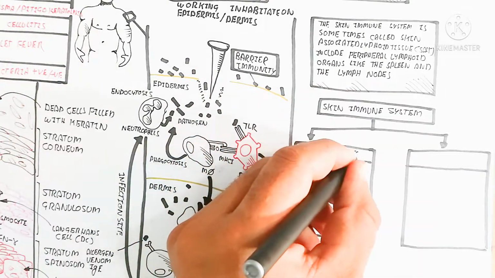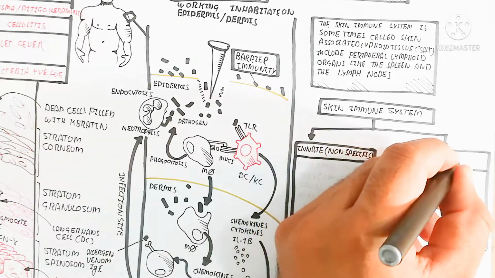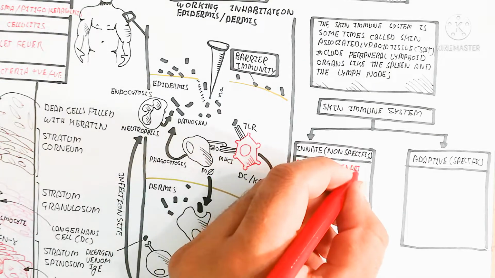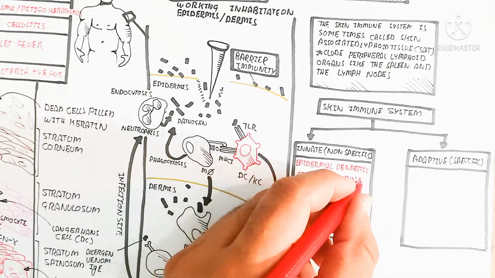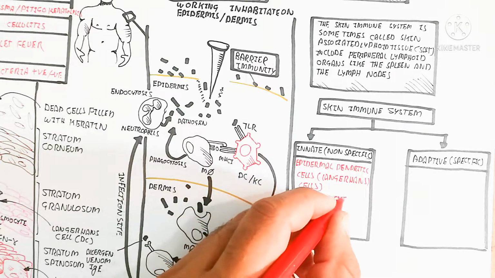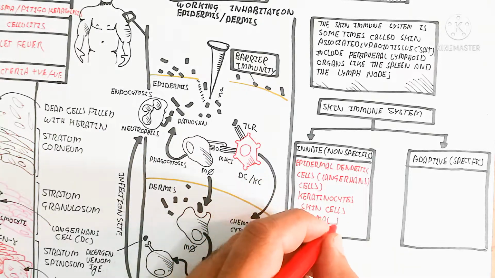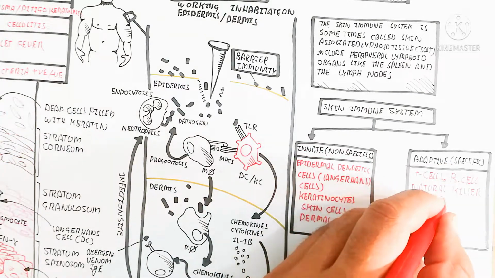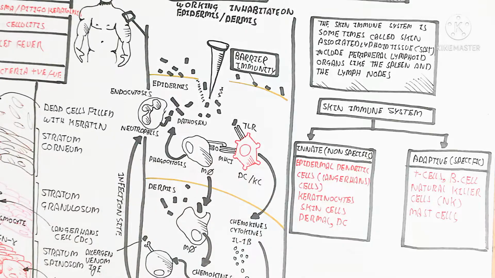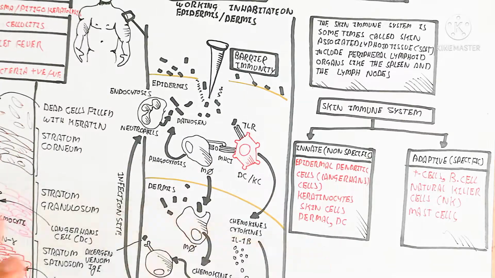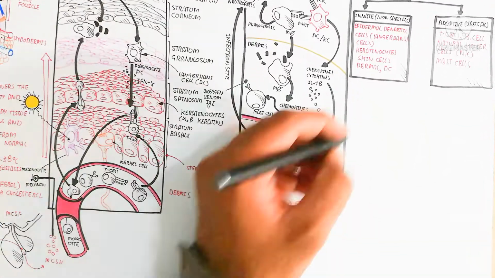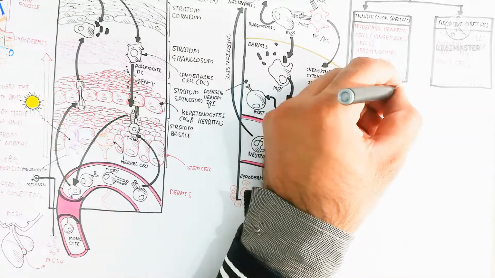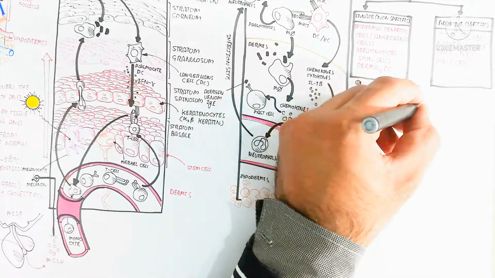The skin immune system is composed of the innate and adaptive. Innate means non-specific and adaptive means specific. Innate is genetic, but the adaptive is non-genetic, so the adaptive will be new. The innate consists of the epidermal dendritic cells, Langerhans cells, keratinocytes, skin cells, and dermal dendritic cells, while the adaptive immunity is through T cells, B cells, natural killer cells, and mast cells. But the T cell and B cell are the most important.